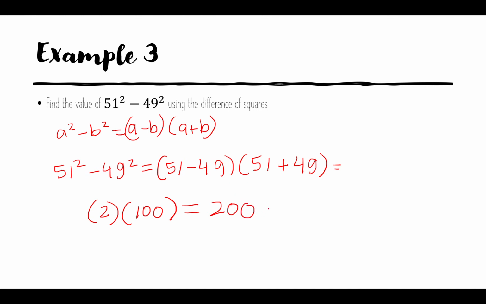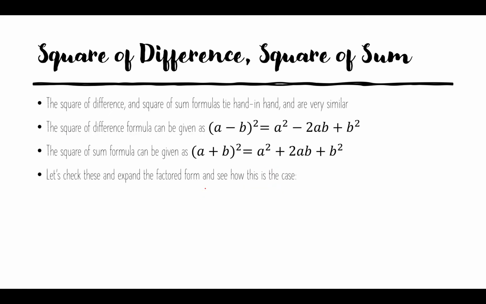Using the difference of squares rule, we've simplified this seemingly complex expression into this simple, clean number. Now let's look at the square of difference and the square of sum. The square of difference and the square of sum formulas tie hand in hand, and they are very similar.